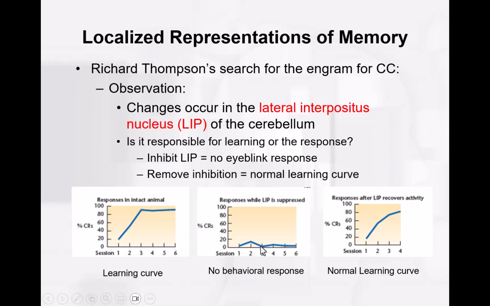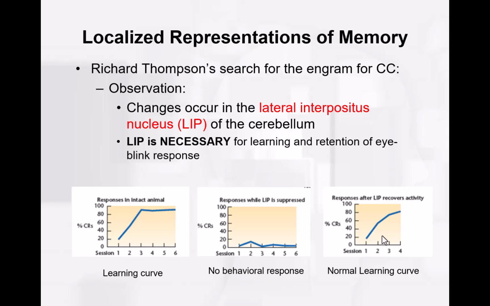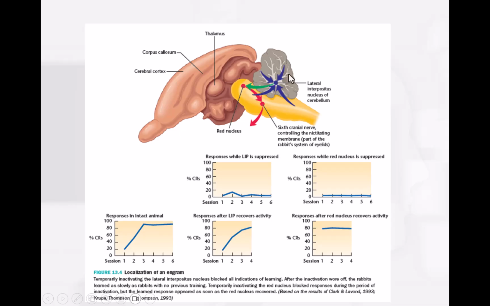So the comparison, like I said, this would be nicer if it was a little bit more smooth, but you can see the similarities in the two, hopefully. Removing the inhibition and seeing this normal learning curve suggested that the lateral interpositive nucleus of the cerebellum was necessary for the learning and retention of the eye blink response. That area of the brain within the cerebellum was necessary. It's needed. The LIP is needed for the learning of the classical conditioning eye blink response. And so that's just reminding you of where the LIP is, showing you the 3 graphs that we've looked at so far, 1, 2, and 3.